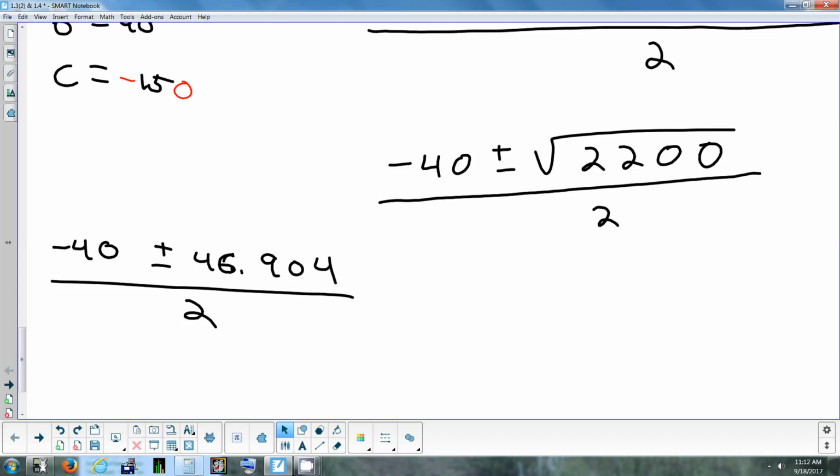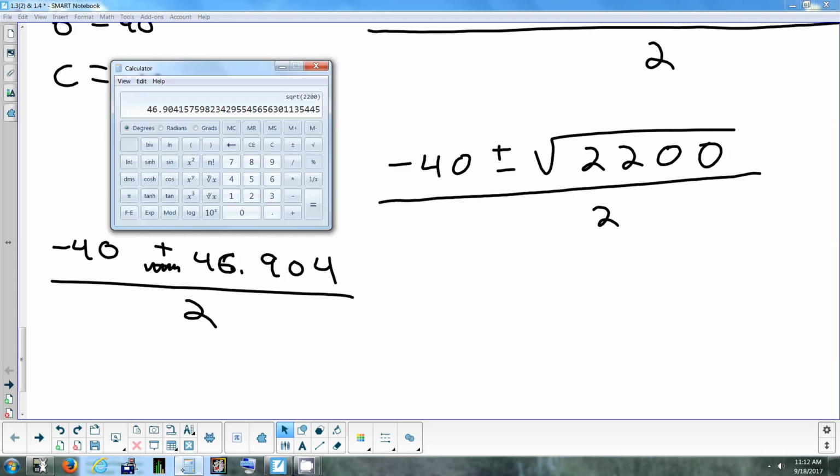Positive answer. Positive. So negative 40 minus 46, that's a negative 86 divided by 2. That would be a negative number. So while that negative number is technically a solution to the equation, it's not a solution to our word problem. Okay, we got to use positive numbers. So I'm going to type negative 40 plus 46.904 and divide by 2. Okay, so the width of the sidewalk, a little less than 3.5 feet, 3.452.